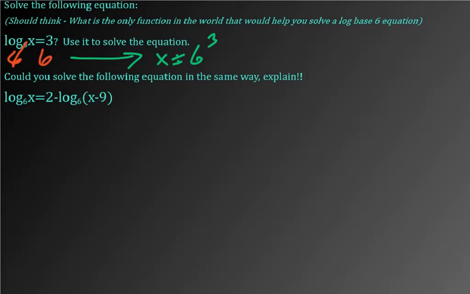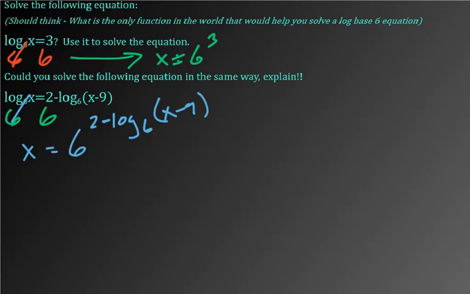down here, you could try the same thing, but you can't do 6 to the 2 and 6 to the log here, because you can only do something once to each side in an equation, right? So that cancels still, that part's good. Then we get 6 to the 2 minus log base 6 of x minus 9. And so the only way we could proceed here is basically using properties of exponents.